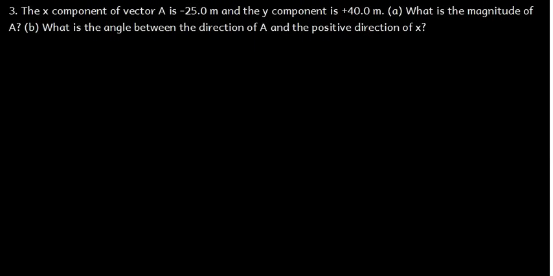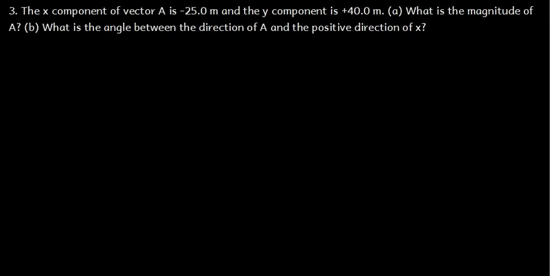Question 3. The x component of vector A is negative 25 meters and the y component is positive 40 meters. Part A, what is the magnitude of vector A? Part B, what is the angle between the direction of A and the positive direction of x?